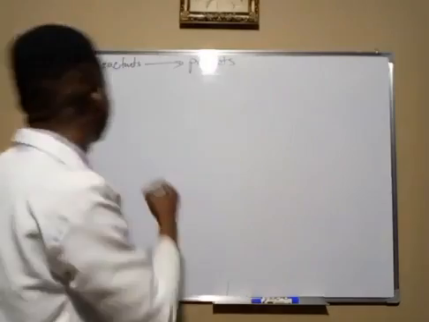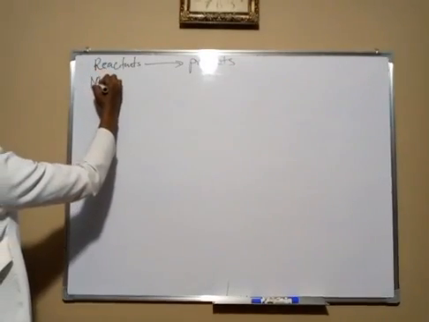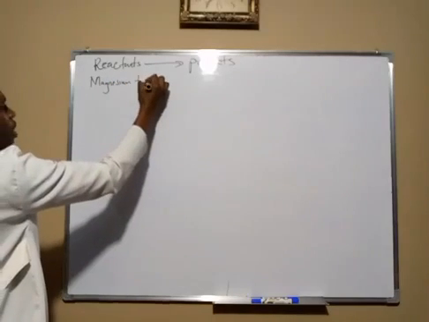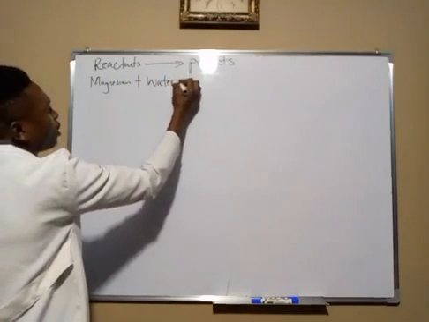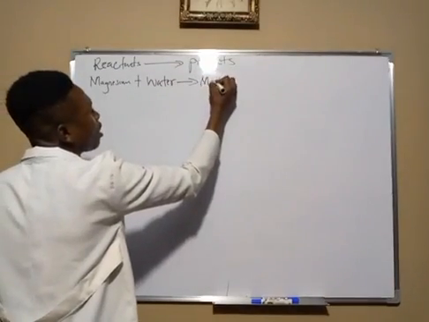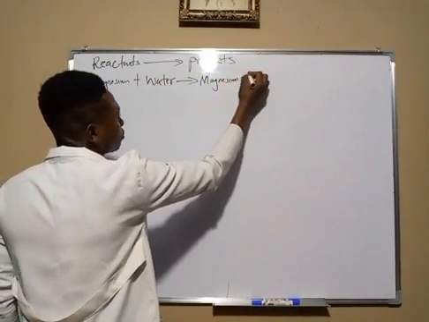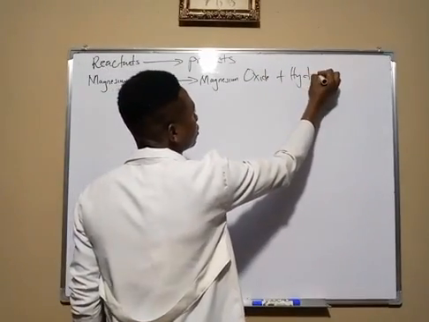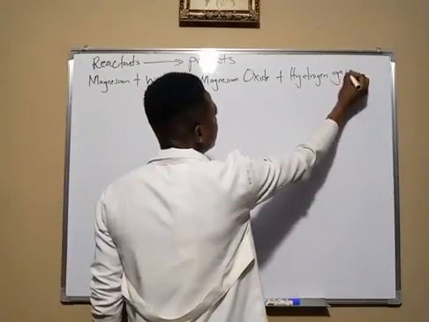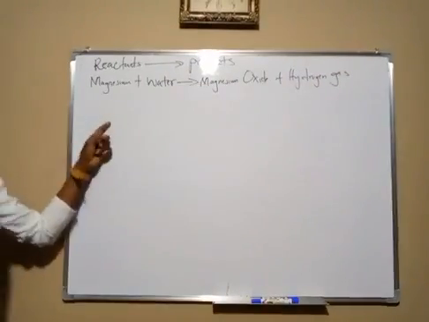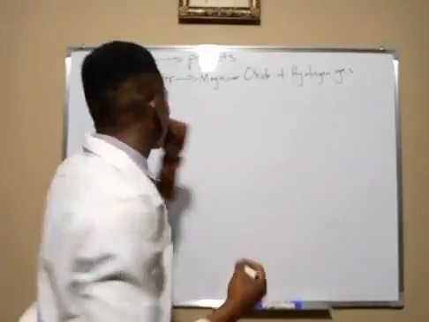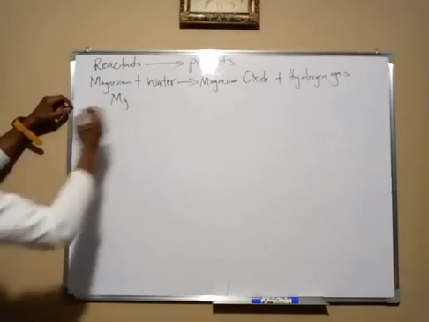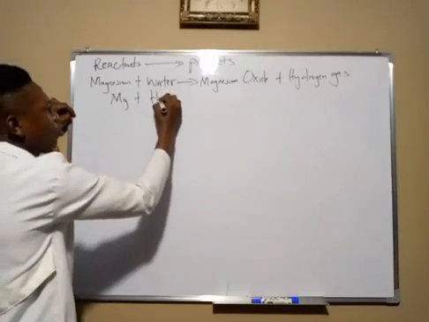So the first reaction is, let me say, a metal, magnesium. This is the word equation: magnesium plus water will form magnesium oxide plus hydrogen gas. So how are you going to write it now in symbols, in a chemical equation? Magnesium has a symbol on the periodic table, plus water is H2O.